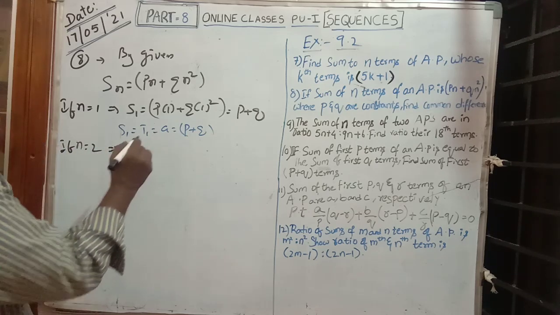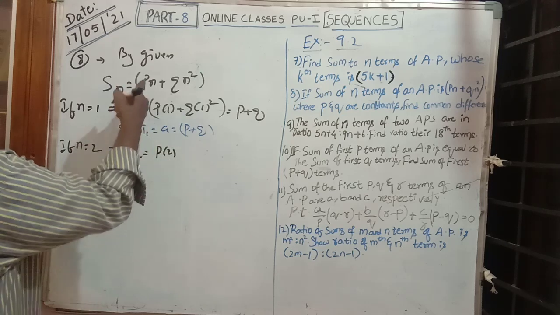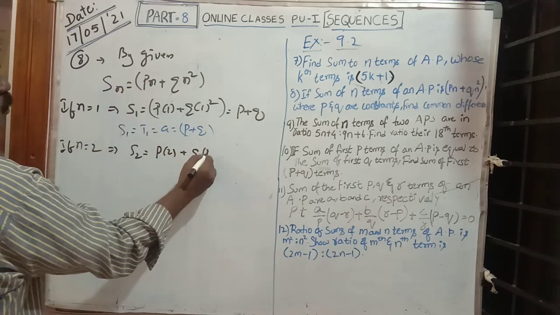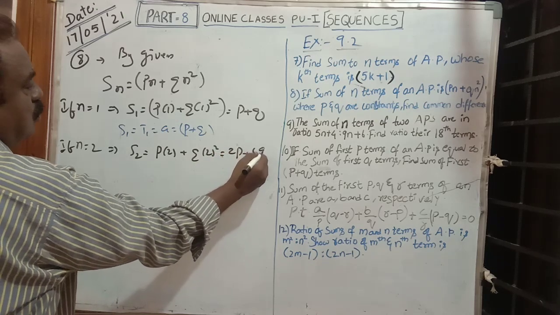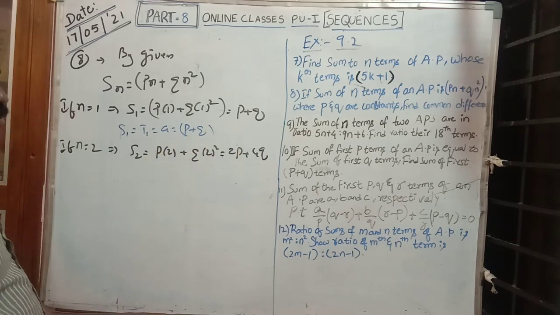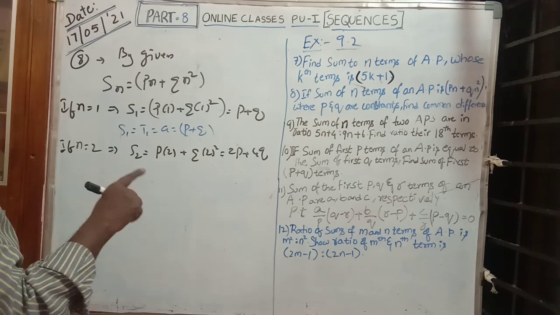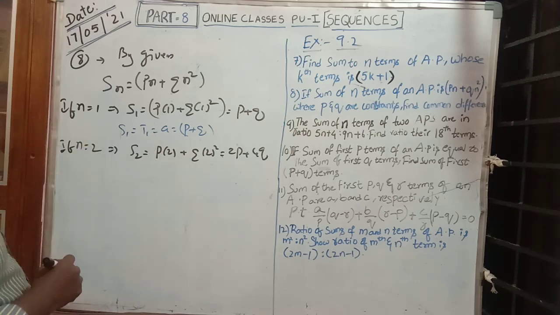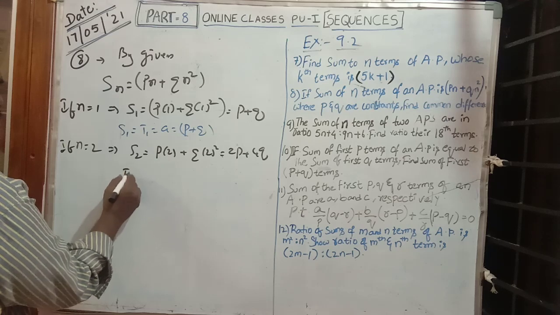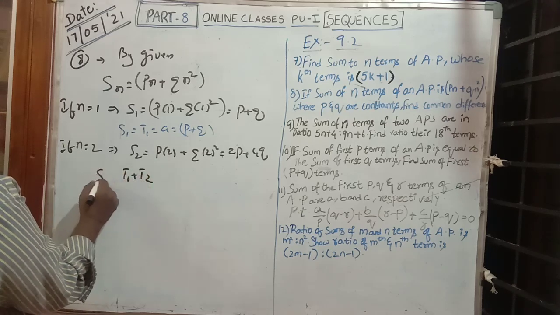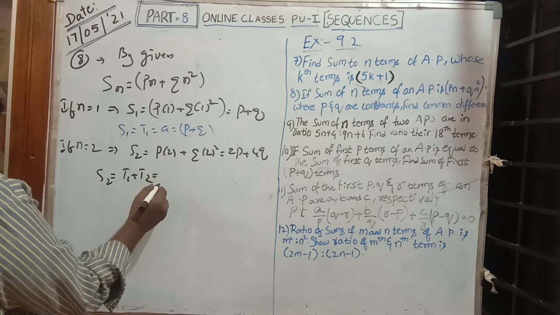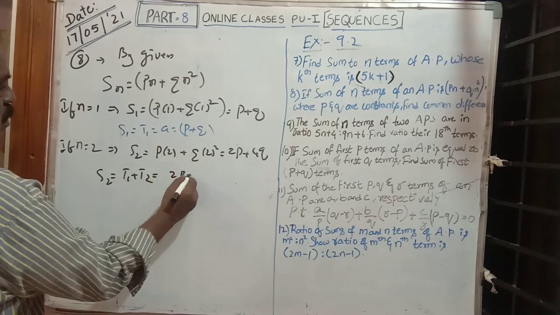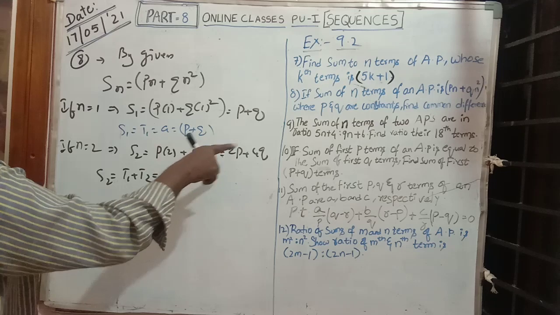What is S2? It is P into 2, and Q into 2 square, that is 2P plus 4Q, since 2 square is 4, so 4Q. So S2 is 2P plus 4Q. What is S2 actually? S2 is T1 plus T2, the sum of the first two terms, which is 2P plus 4Q.